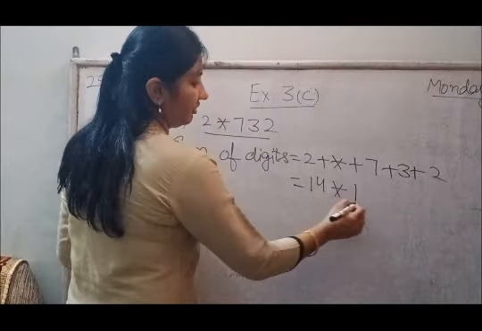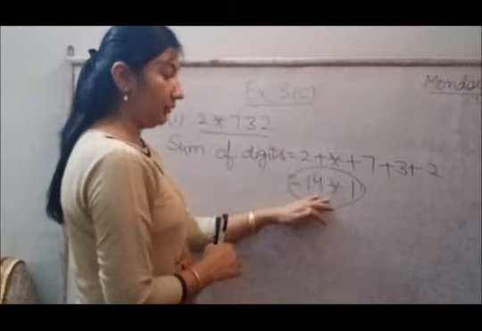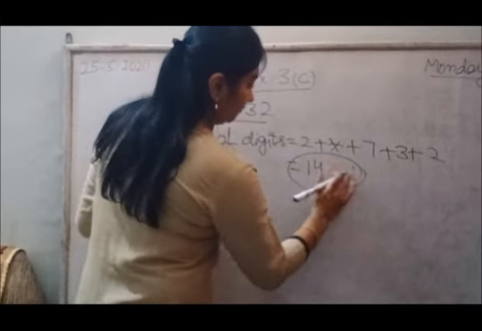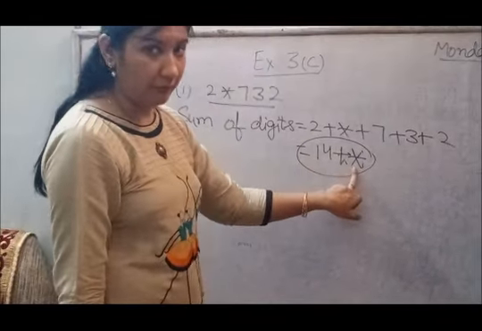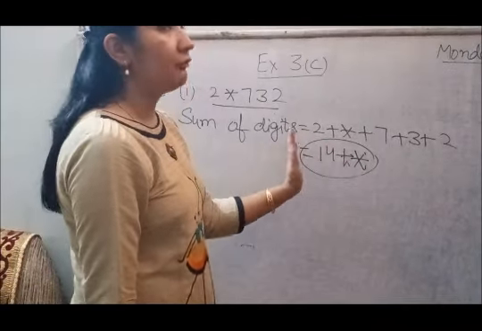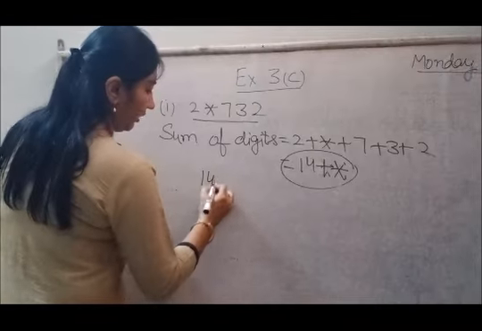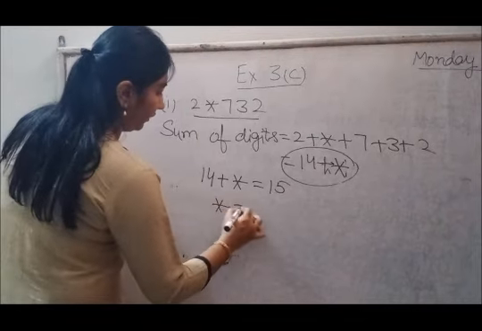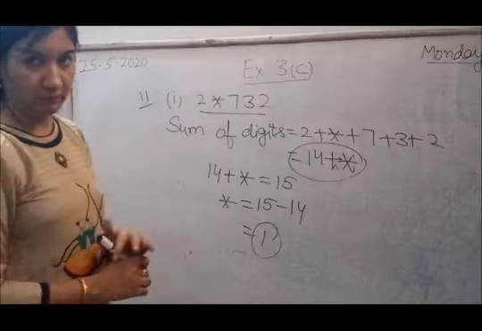What is the condition that this number is divisible by 3? Sorry, this is given as 14 plus star. You have to find the value of star so that it will be divisible by 3. After 14, which number is divisible by 3? 15. Right? Now star's value is 15 minus 14, which is 1. This is the smallest value.